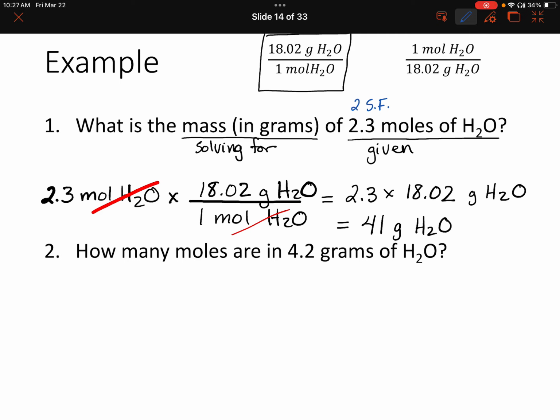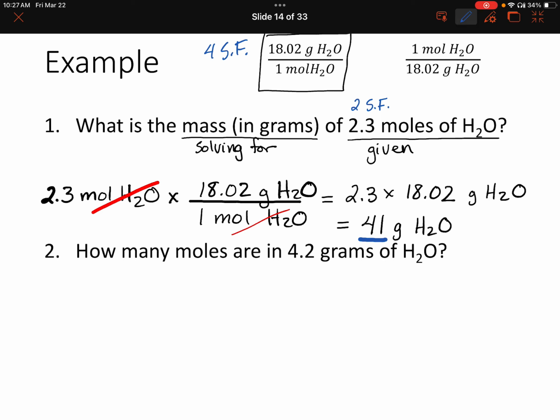And then our molar mass is 18.02. So how many sig figs would that have? 4. And remember, we want to limit our answer to the least amount of sig figs because we can't be more accurate than our least accurate value, for example. So that's why I wrote 2 sig figs in my answer, because I was limiting that answer to 2 sig figs.